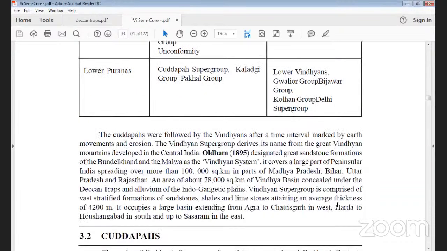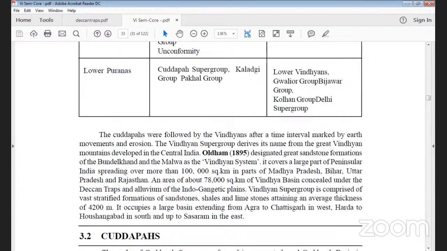Then the Cuddapahs were followed by the Vindhyans after a time interval marked by earth movement and erosion. The Vindhyan supergroup derives its name from the Great Vindhyan Mountains. It is developed in central India.